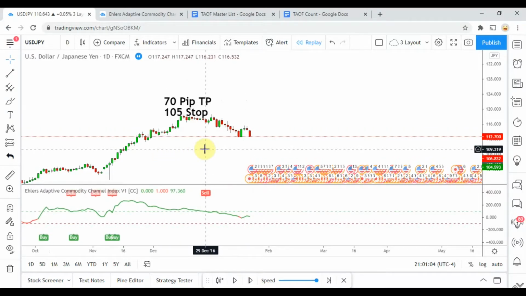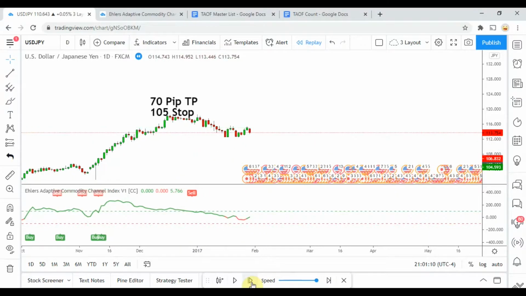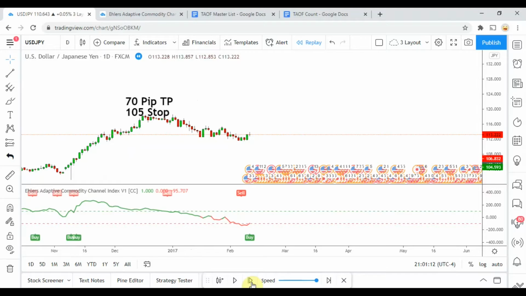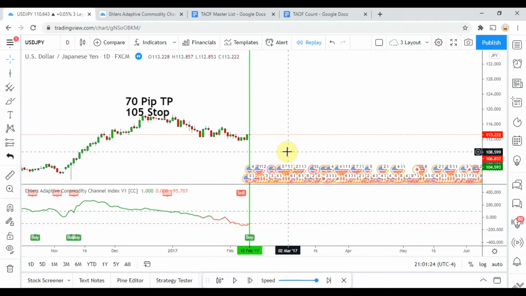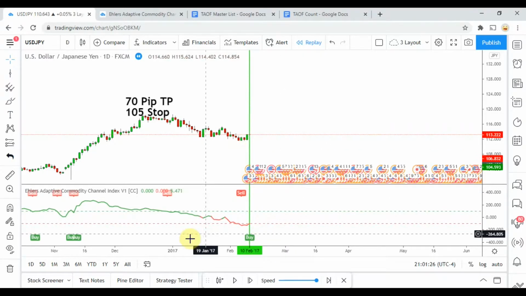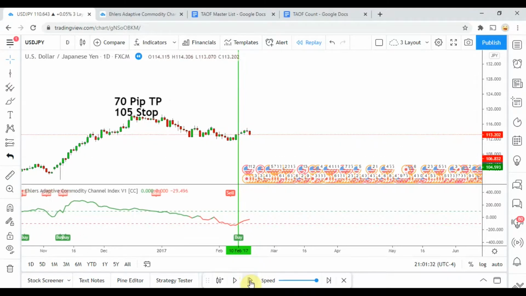We actually get one right here, but it's right before the start of the new year, so that one's not actually a valid entry at that point. But then we do pick up the first one right here on that candle right there, which would be the signal candle. And that is a long signal.